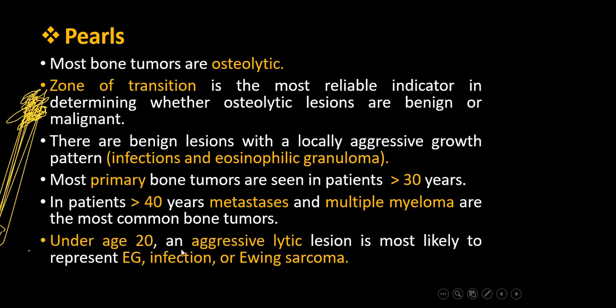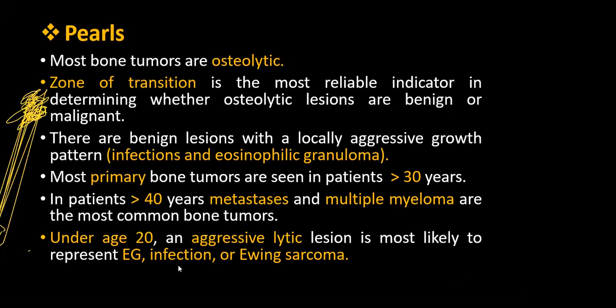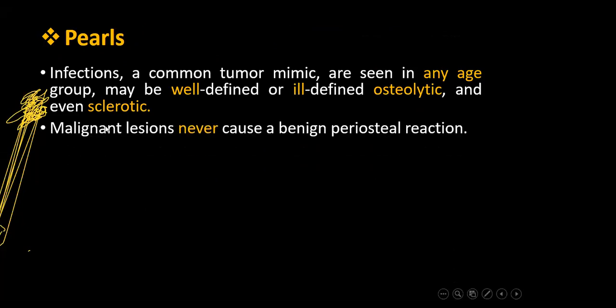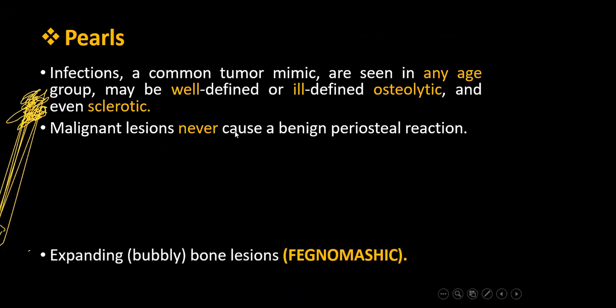Under the age of 20, the differential diagnosis of aggressive lytic lesion includes eosinophilic granuloma, infection, and Ewing sarcoma. Infection is a common tumor mimic, can be seen in any age group, and may be well-defined or ill-defined, osteolytic and even sclerotic. The malignant lesion never causes a benign periosteal reaction. So the periosteal reaction is important, not because it is pathognomonic or specific, but when we determine this is a benign type, we can exclude a malignant lesion.